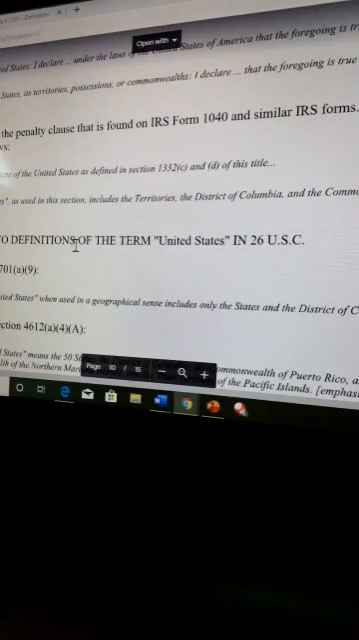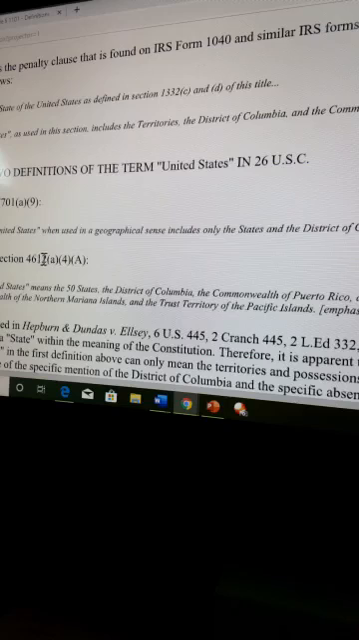Examples of the two definitions of the term United States in Title 26 U.S.C. Definition 1, 26 U.S.C. subtitle F, 7701(a)(9): United States. The term United States, when used in a geographical sense, includes only the states and the District of Columbia. Definition 2, 26 U.S.C. subtitle D, section 4612(a)(4)(A): In general, the term United States means the 50 states, the District of Columbia, the Commonwealth of Puerto Rico, and any possession of the United States, the Commonwealth of the Northern Mariana Islands, and the Trust Territory of the Pacific Islands, emphasis added.